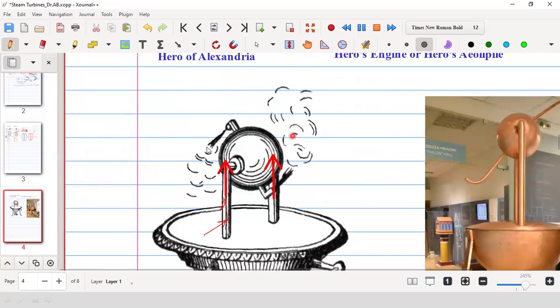Here, is there any impulse? Impulse effect. What is the impulse effect? Impulse effect means after coming out of the nozzle, the steam will strike the blade.